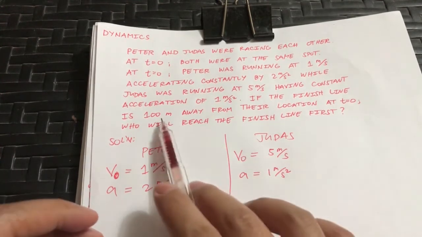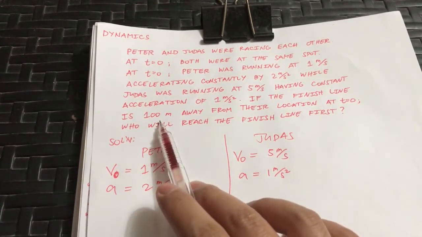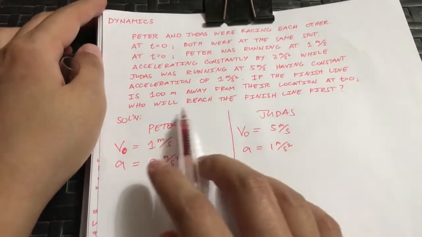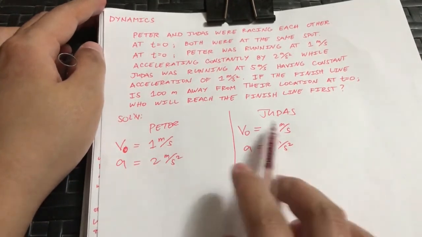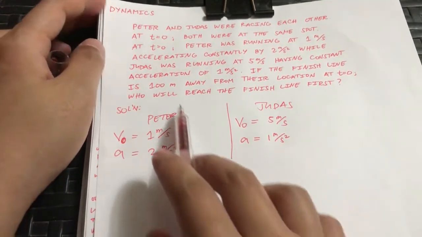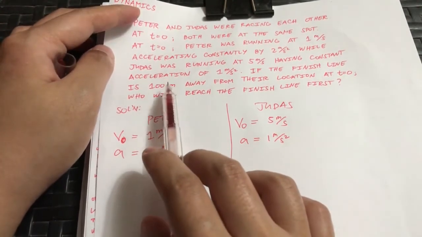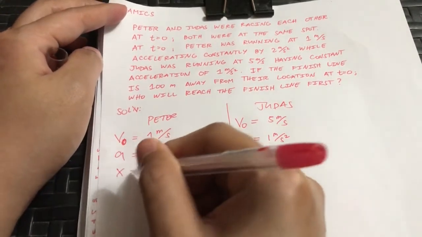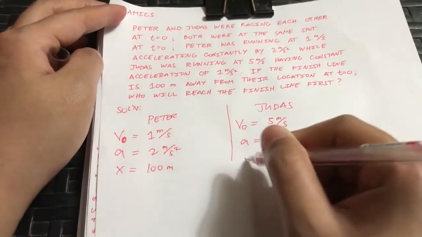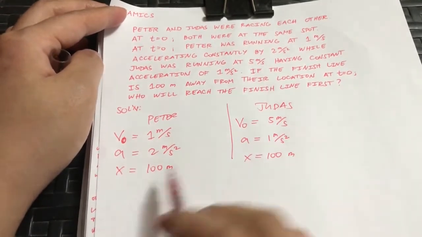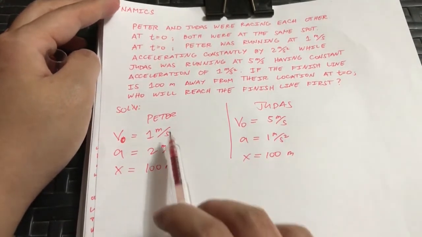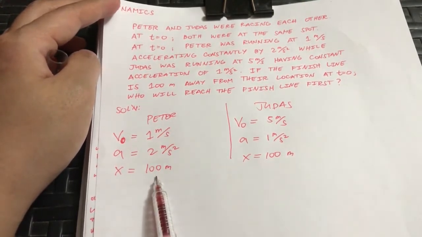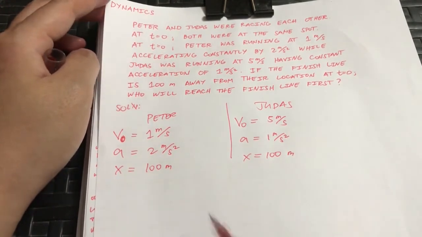But the question is, is 100 meters enough for Peter to catch up to Judas? So the question is, who will reach the finish line first? We have the initial velocities, the acceleration, and we know that they need to cover a distance of 100 meters. They both need to finish the 100 meters. So given this initial velocity, their acceleration, and the distance they need to travel, we need the time.